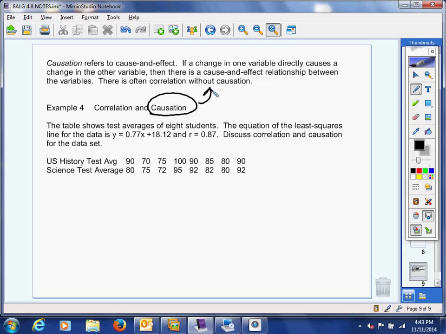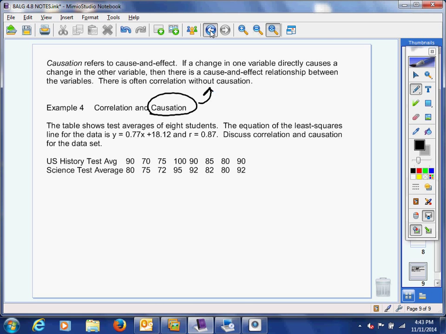Causation refers to cause and effect. So basically what we're saying is, does our X actually cause the Y? Okay? And so I want to show you one example, and we're going to talk about that causation in that example. So let me read the rest of it. If a change in one variable directly causes a change in the other variable, then there is a cause and effect relationship between the variables. It is possible to have a strong correlation, but no causation.